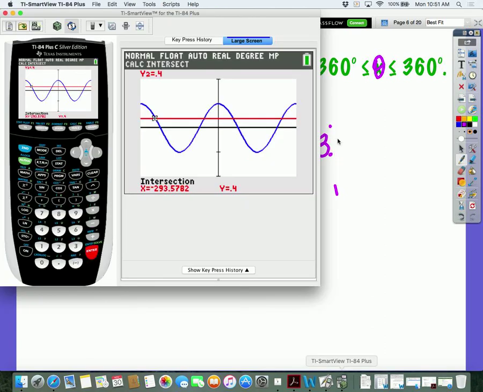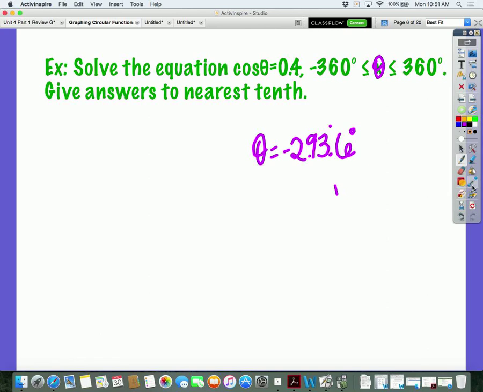That's what I did. I just find it easier to do inverse cosine. The first one I got negative 293.6, and then I have to find the other ones. Now, your question. Sorry, I was just trying to remember that number.